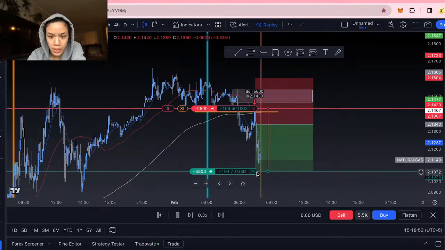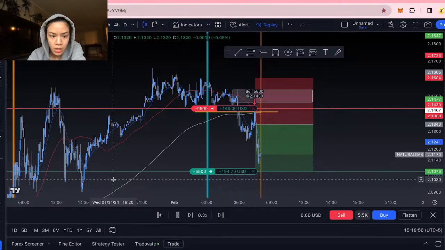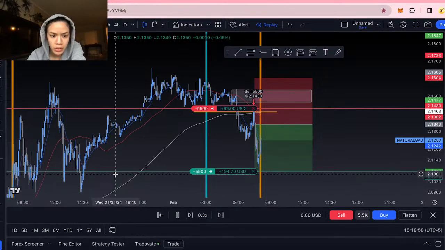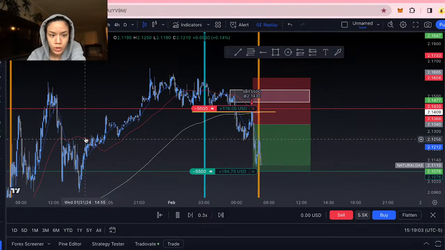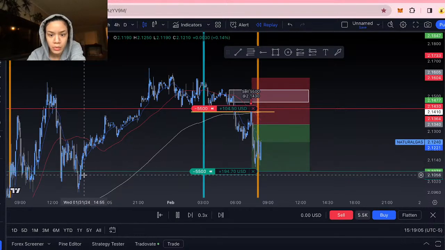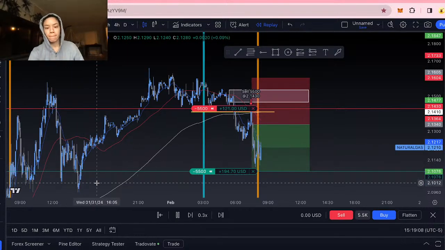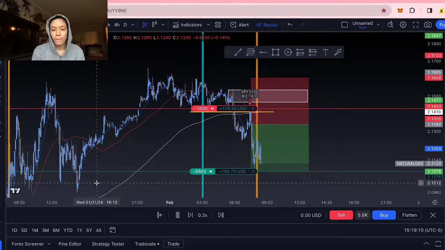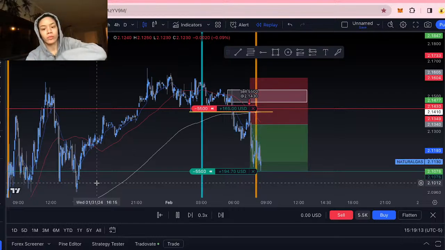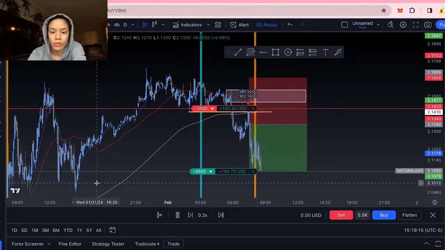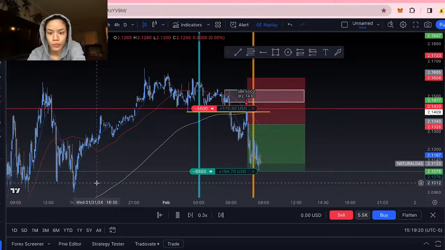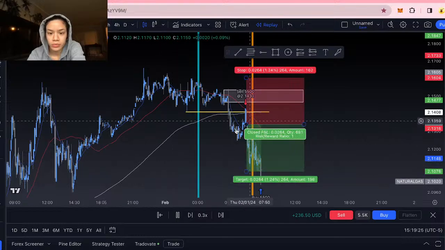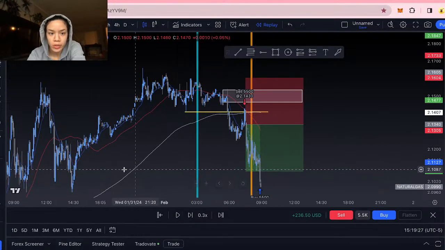And the reason why I placed my take profit right here is because down here is just pretty much where this demand zone broke structure up here. So I'm just trying to fill in that gap basically. So that was Thursday yesterday.